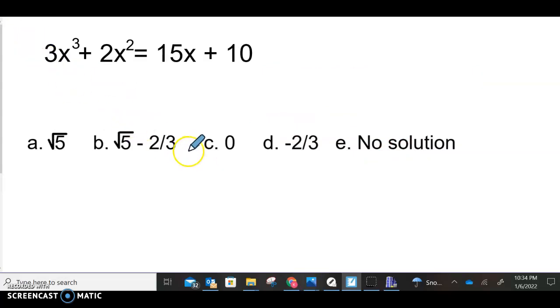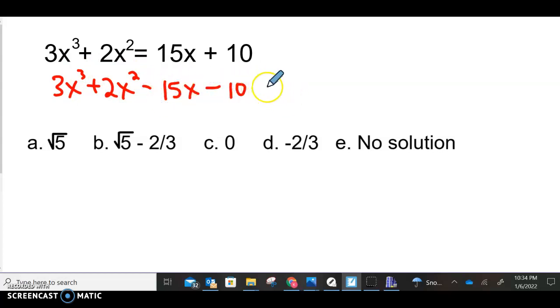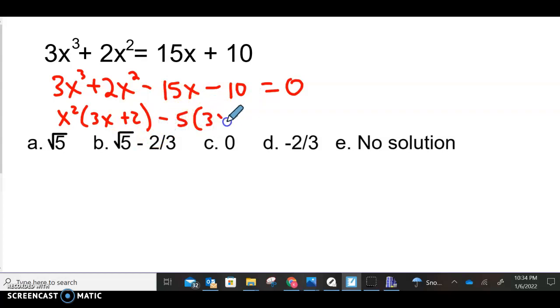Let's try another one. Let's get everything equal to 0. So subtract 15x, subtract 10. Again, pause me, try it yourself if you'd like. This is four terms, so I'm going to go 2 at a time. Take these first two. I guess I take an x squared out. Out of the second two, take a -5 out. Right, this is still 3x cubed plus 2x squared minus 15x minus 10.